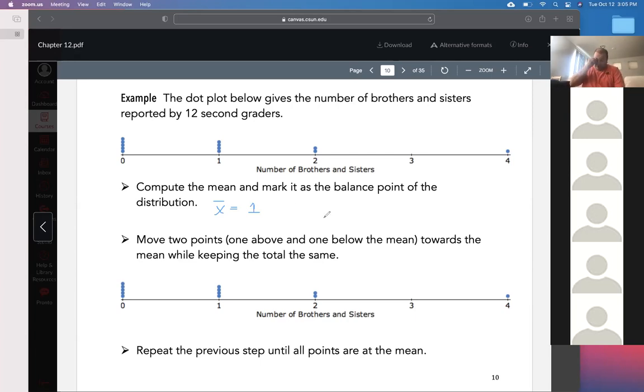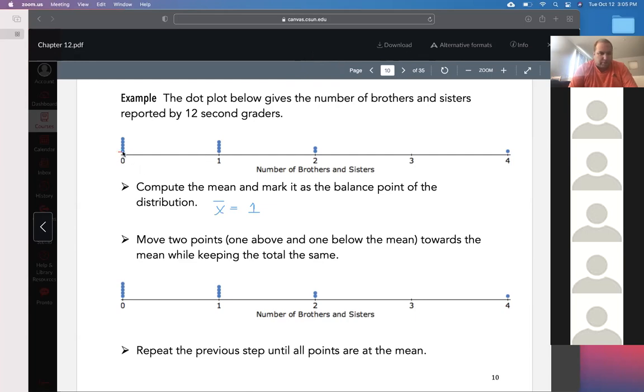Now, that's what the math gives us. Let's see if that works for the balance point approach. If 1 were truly the balance point, then that means that everything right or left of it should balance, correct? Should be the same weight on either side. Now, this one down here, let's use a different color.